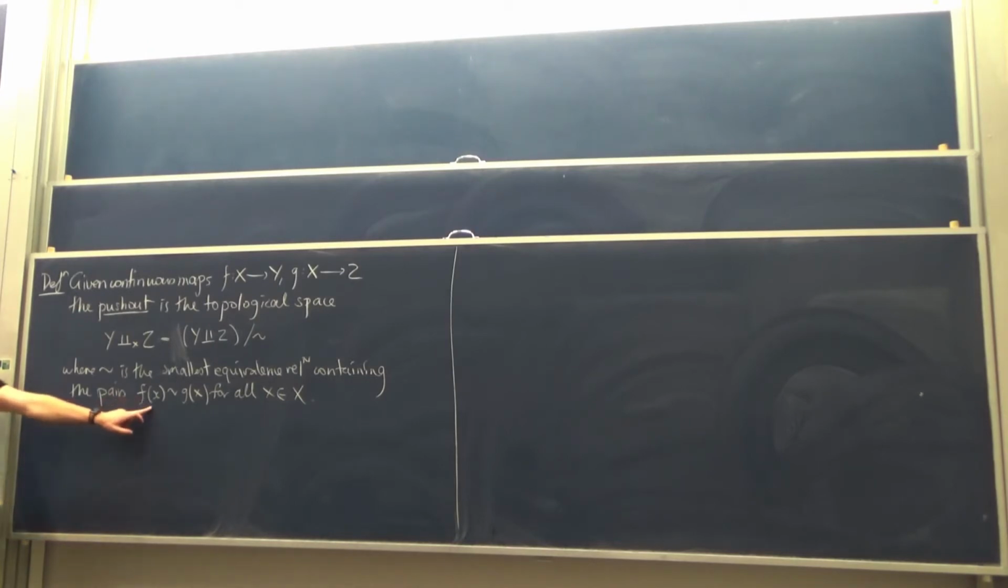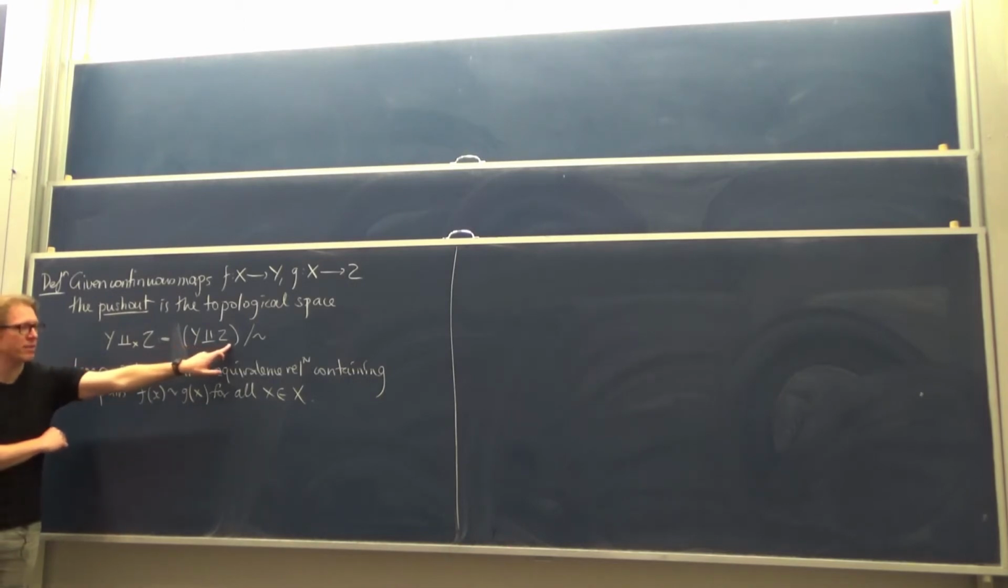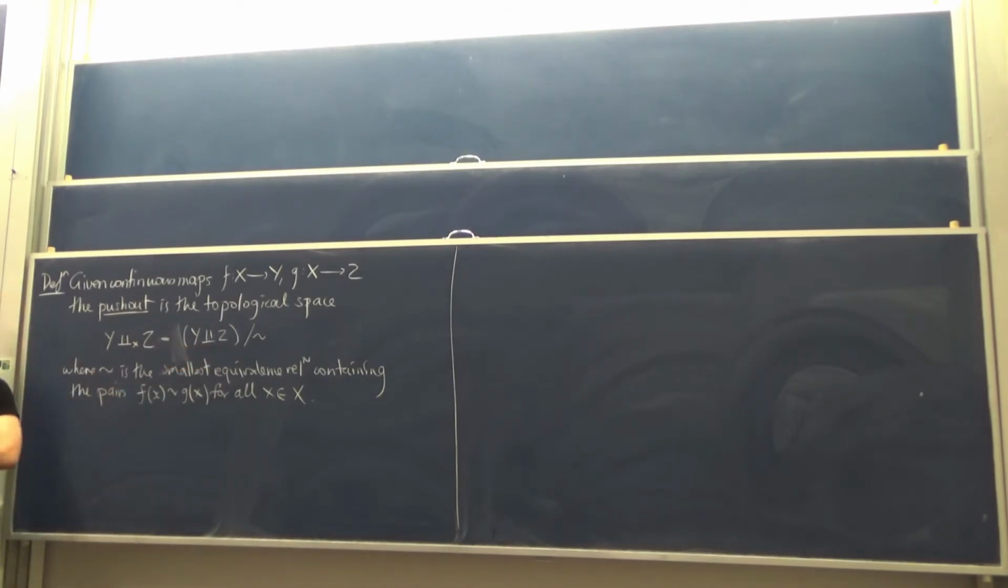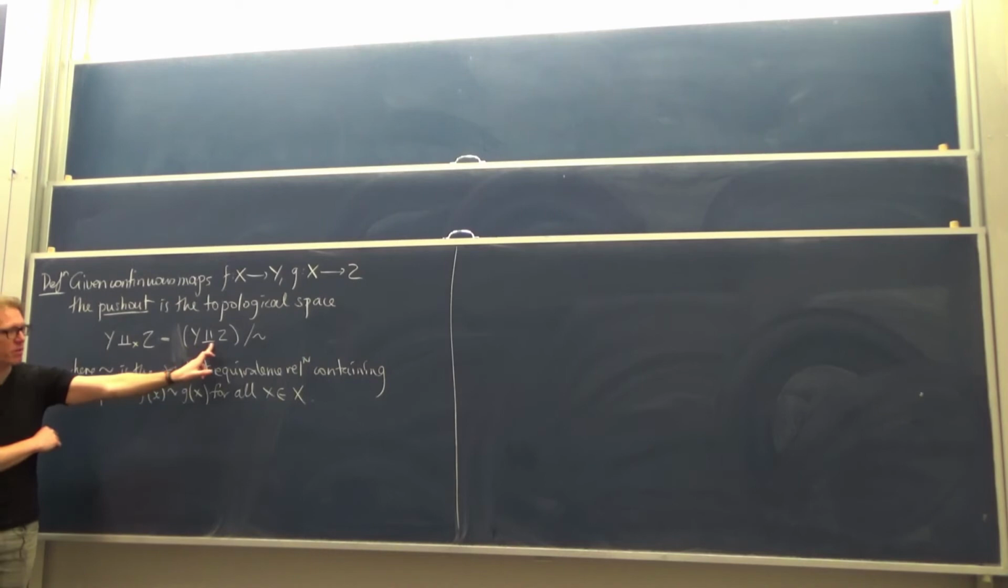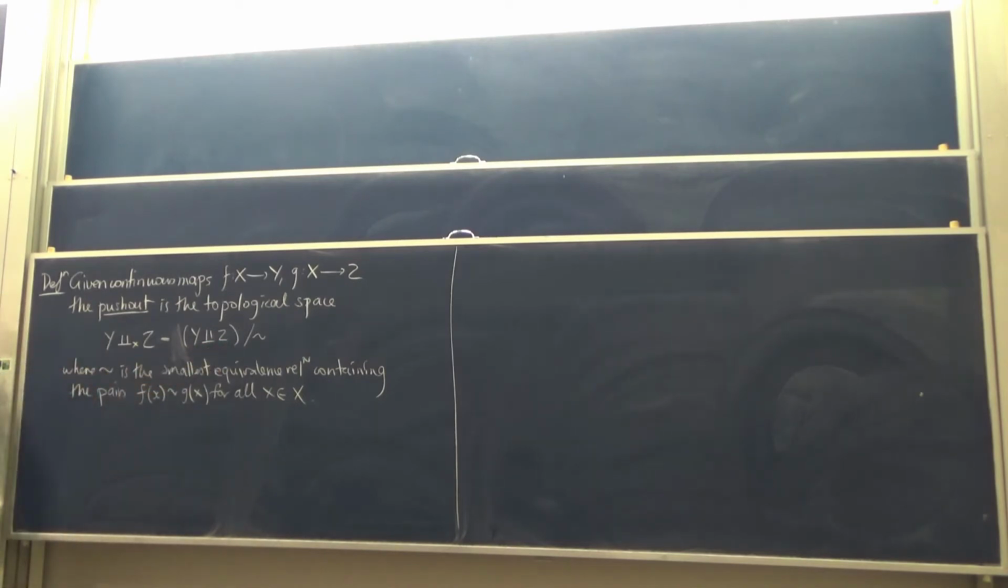Think about f of x. That's an element of Y, but I can think of any element of Y as an element of the disjoint union. I can take g of x and think of that as an element of the disjoint union too. Then I take the pair f of x comma g of x, interpreted as I just suggested, take the smallest equivalence relation which contains all those pairs, and then mod out by that equivalence relation, and that's some new topological space.